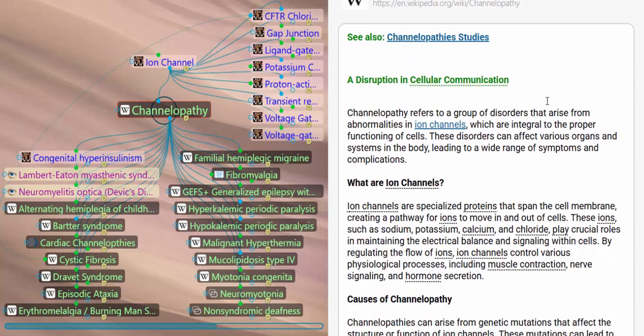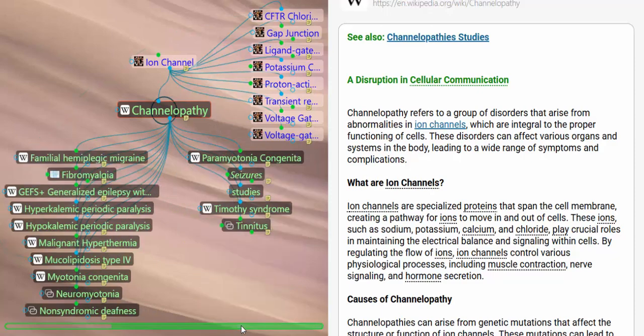Channelopathy refers to a group of disorders that arise from abnormalities in ion channels, which are integral to proper functioning of cells. And those are used for cellular communication. So if you break down communication between cells, all kinds of things can go wrong. And looking down underneath channelopathy, these are all conditions that involve ion channels. So let's go back to seizures.